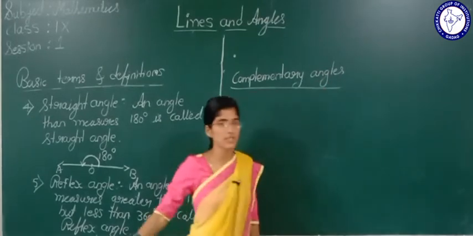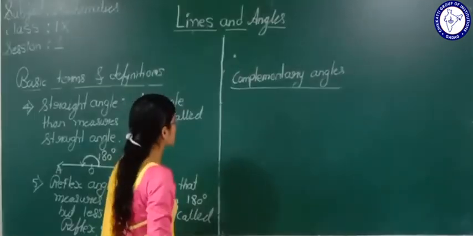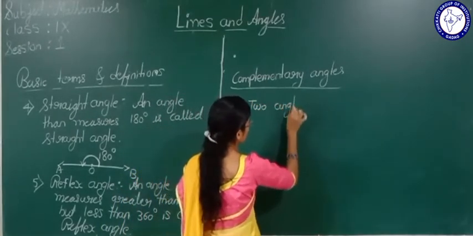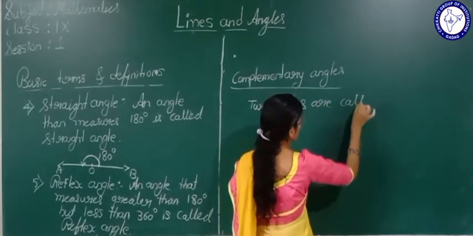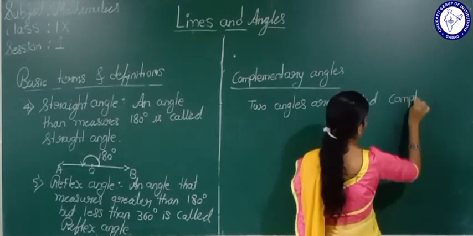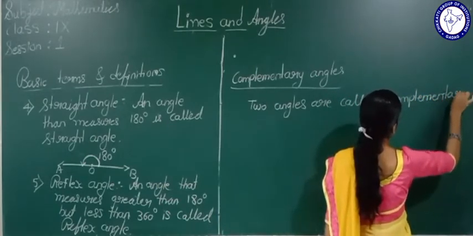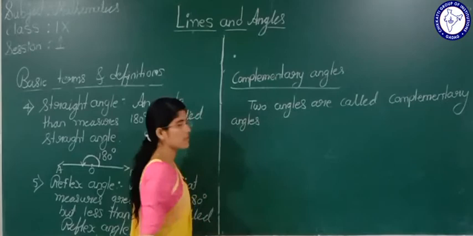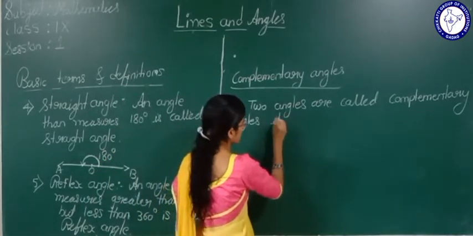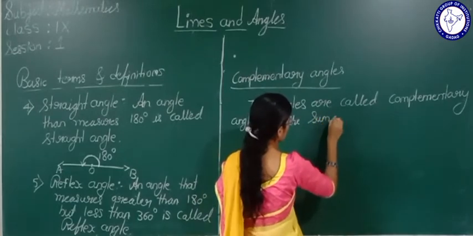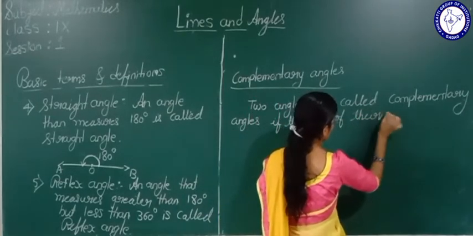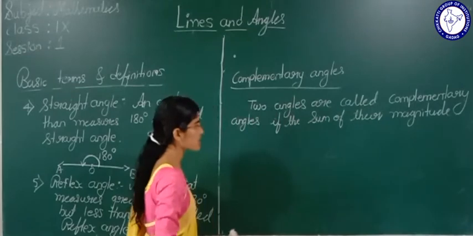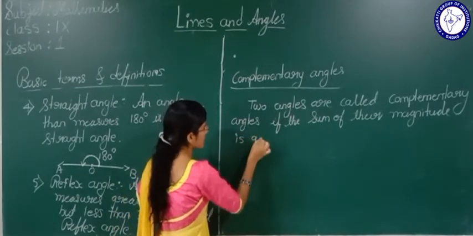What are complementary angles? Now see here, two angles are called complementary angles if the sum of their magnitude is 90 degree.